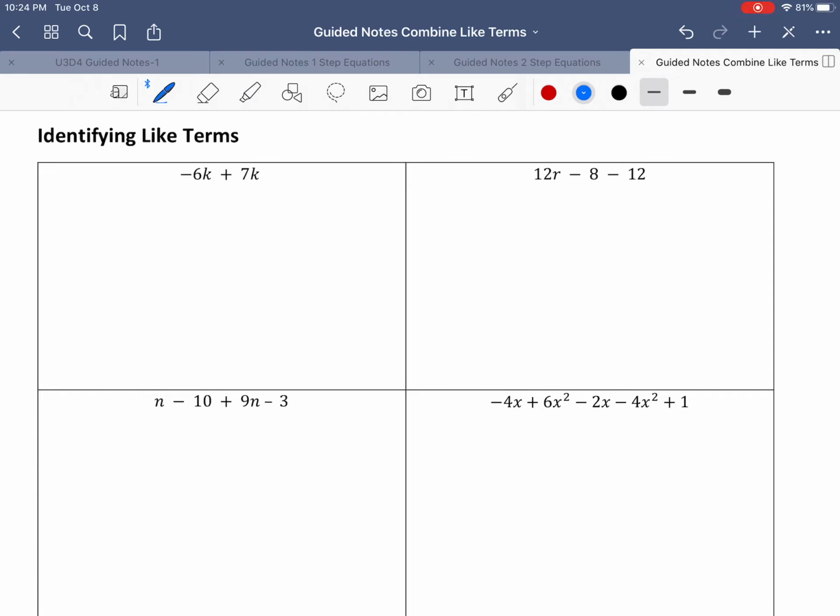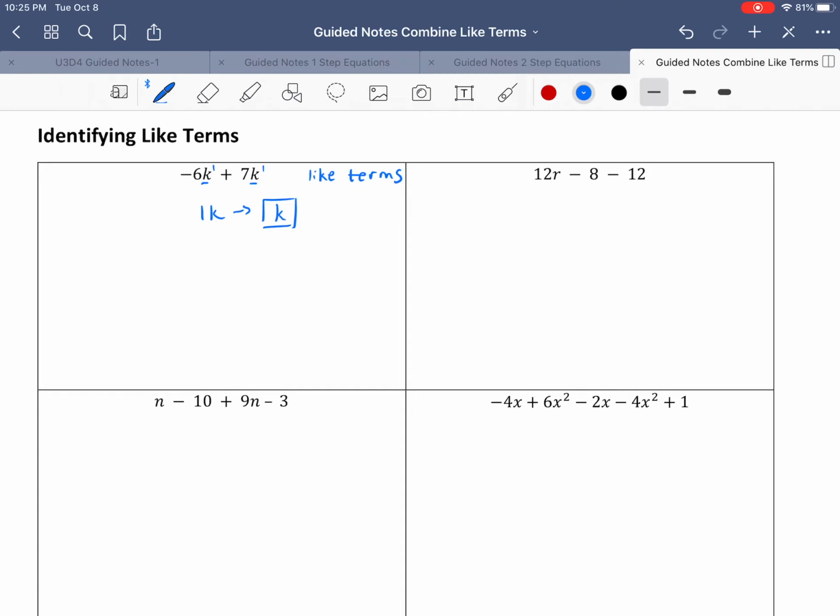Now, identifying like terms. So here, we have negative 6k plus 7k. We have a variable k, they're the same, and they have the same exponent, so they are like terms. Both of them. So negative 6 plus 7, we're going to add our coefficients. We get 1k, which actually simplifies all the way just to k.